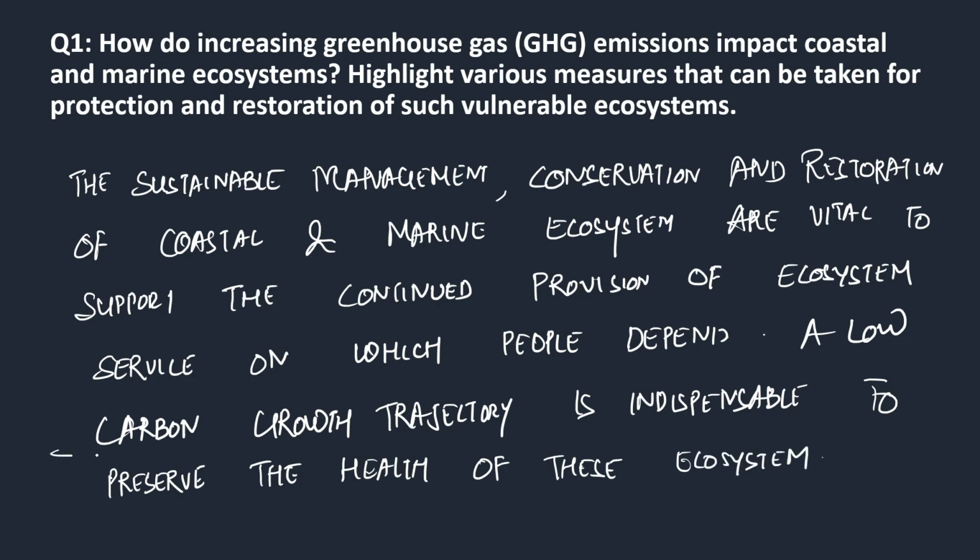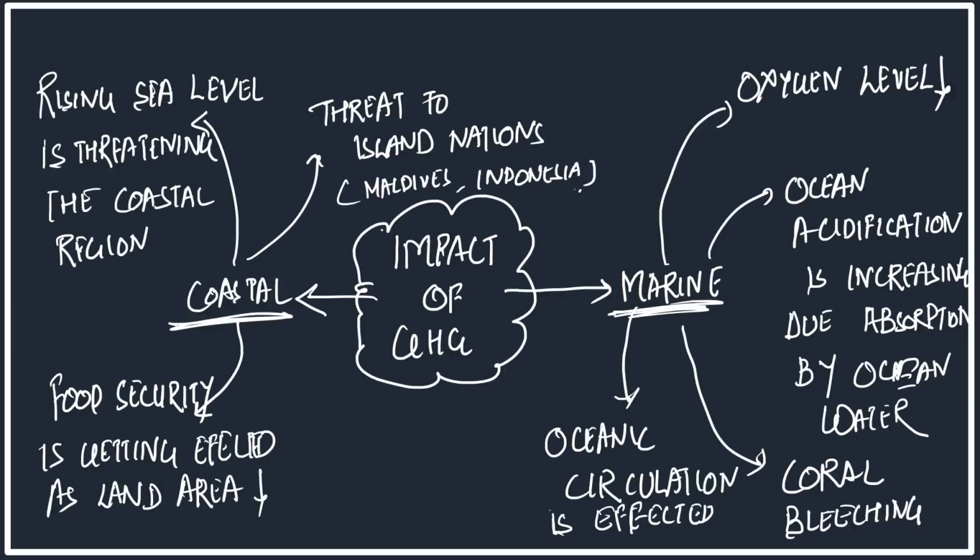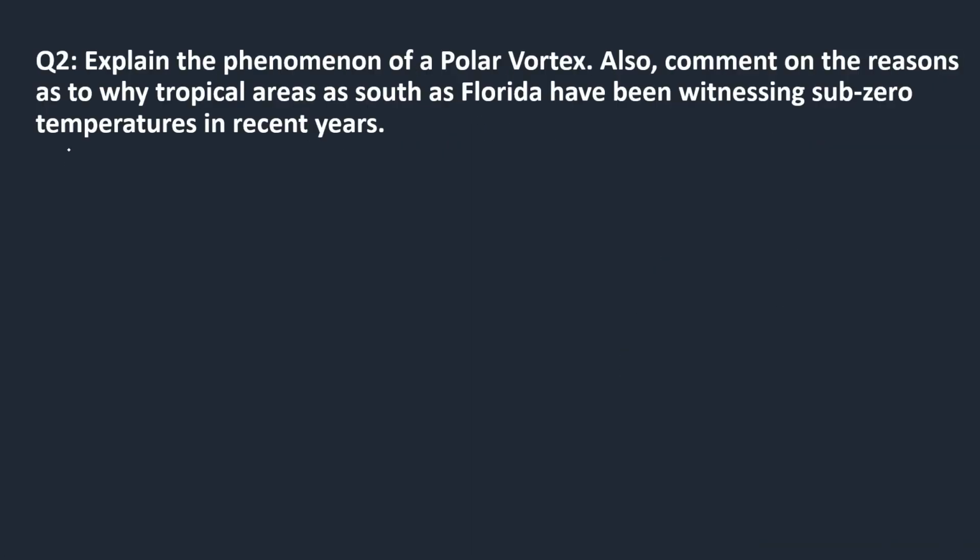So here the keyword is a low carbon growth trajectory, the sustainable management. So these are the terms you have to underline. Clear? So what we have done, we have broken the question into various subparts. We have used the subheading approach to address each and every part, and we have enriched our answer with some current affairs. All right, so this approach you should use in each and every question wherever it is applicable. Clear? Now moving on to some physical aspect question.